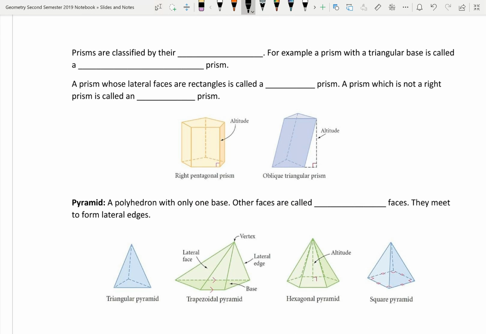Prisms are classified by their base. For example, a prism with a triangular base is called a triangular prism. A prism whose lateral faces are rectangles is called a right prism. A prism which is not a right prism is an oblique prism, as shown below.